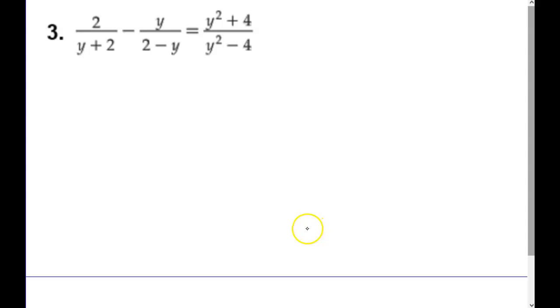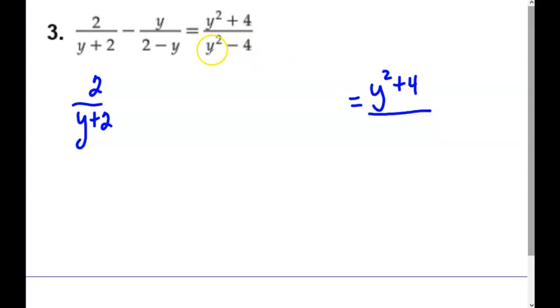All right. So for number 3, we have a 2 over a y plus 2. And at the back here, we have a y squared plus 4 that does not factor. And the denominator, how do you factor a y squared minus 4, guys? Yes, we have a y plus 2 and a y minus 2. Whoops. I didn't write that.